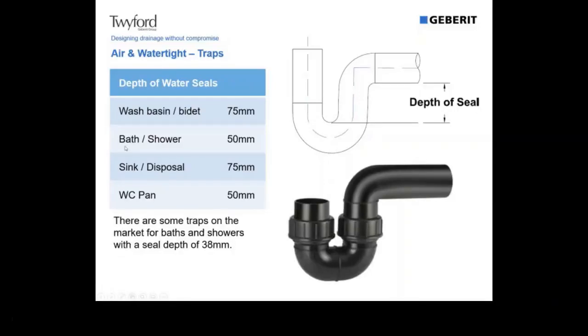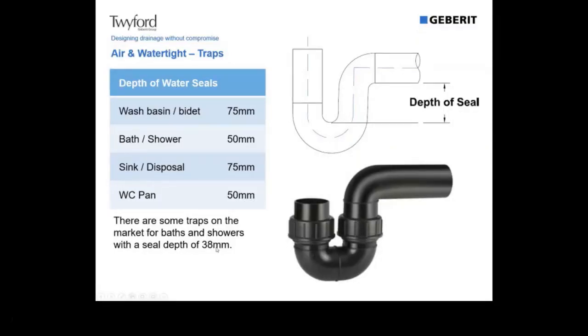So you'll see straight away a wash basin and a sink both sit at 75 mil. A shower and a bath sit slightly lower at 50 mil. This is the depth of the seal required in order to prevent the foul odour from coming back through the drainage system and up through the underside of the outlet in the bath or in the sink and becoming foul odour in the room. WC pan also sitting at 50 mil.